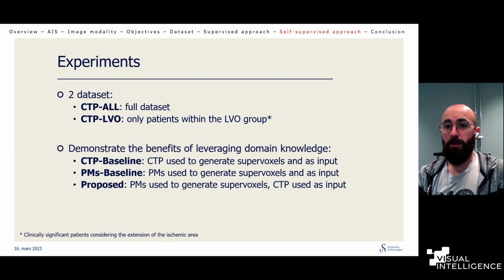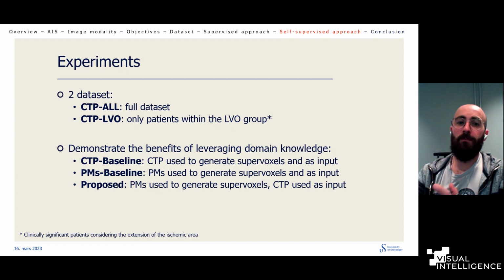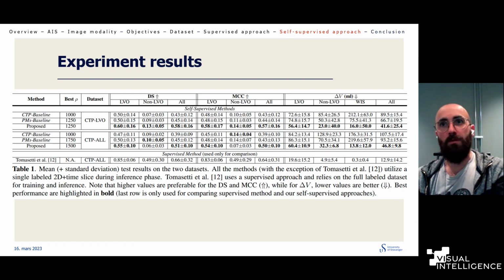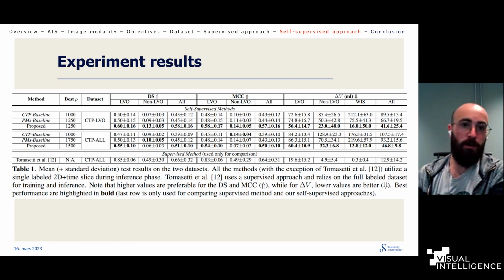We demonstrate the benefits of leveraging domain knowledge by comparing three different approaches. The one only using CT perfusion for supervoxels and model input, or using all the parametric maps for generating supervoxels and as input. And we propose something that uses parametric maps for generating supervoxels and CT perfusion as the model input. So we show that our proposed model, which leverages domain knowledge from the parametric maps and uses the CT perfusion scan, actually performs much better than just using a single image modality.